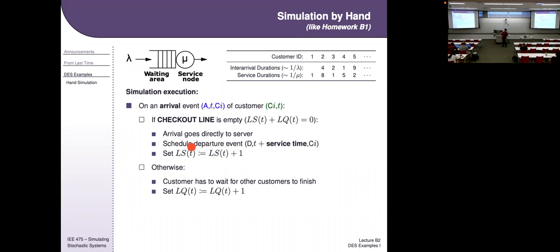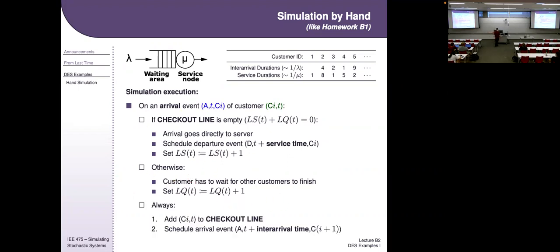Now, if the checkout line was not empty, so there already were others in there, then that means that this arrival has to wait. They can't get to the cashier. So what do we do in that case? We increase the number of customers in the queue. We add 1 to the queue, and we make sure that the customer is in the checkout line. So for both of these, we add the customer to the checkout line. Either the first position in the checkout line, if the checkout line was empty, or the next position, so, to the end of the checkout line.